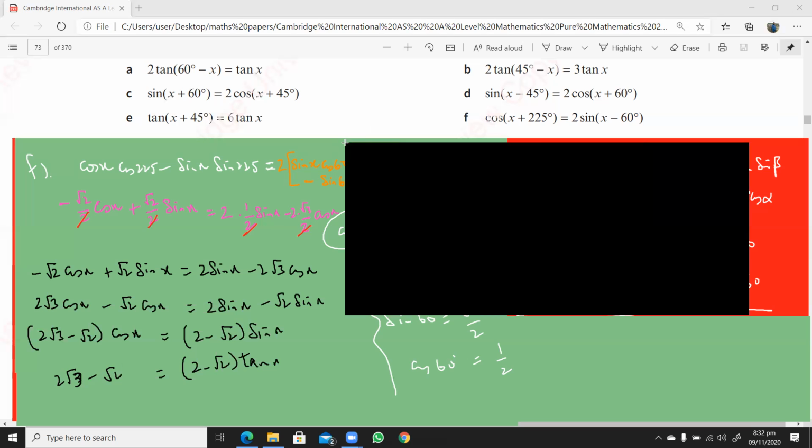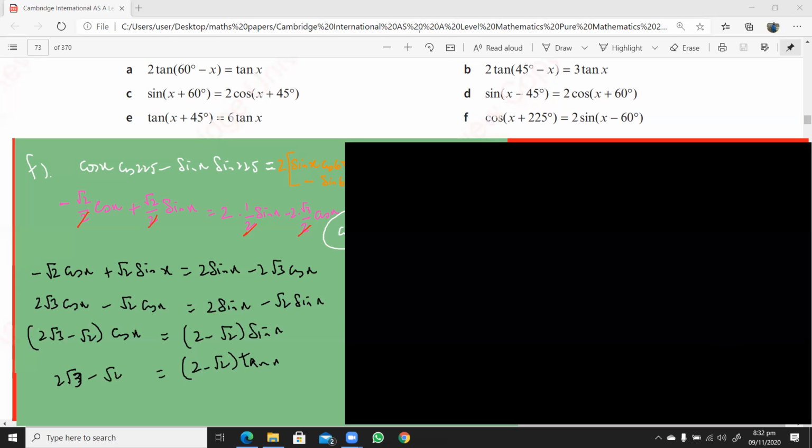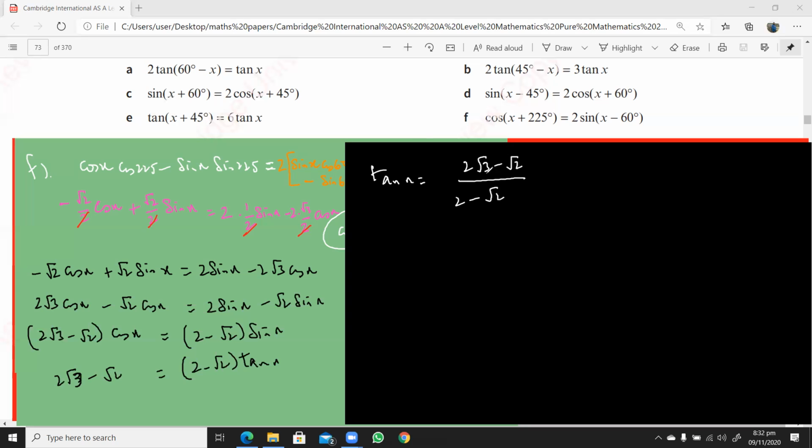I'm just going to create some space here for the next working, okay? Now, we have tan x equal to 2 under root 3 minus under root 2 over 2 minus under root 2. You see, this is exactly an exam-like question. Now use your calculator and see whether it is plus or minus. Just tell me, is it plus or minus? It is going to be a positive value, so that means tan is going to fall in the first and the third quadrant. Now just find tan inverse of this and tell me what you get.